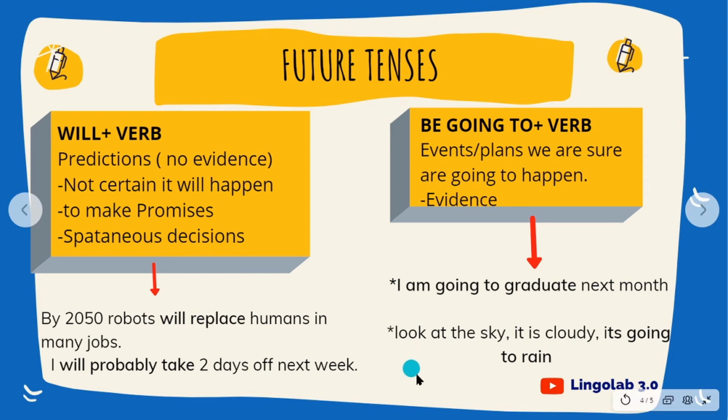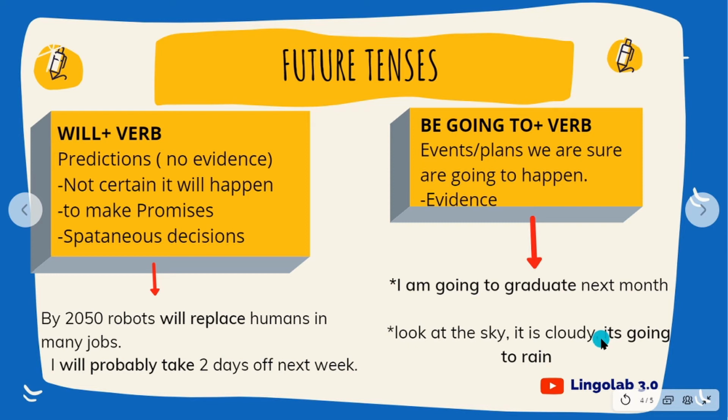Our next example is, look at the sky. It is cloudy. It's going to rain. So here I do have evidence. When I look at the sky, I can see it's cloudy. All right, so it's about to rain. I can say it's going to rain.